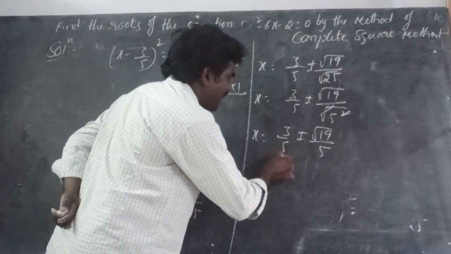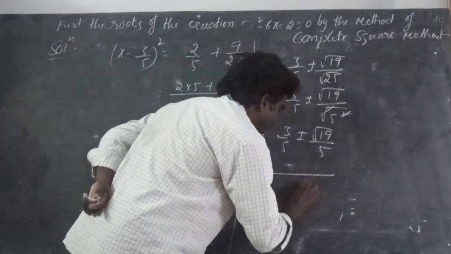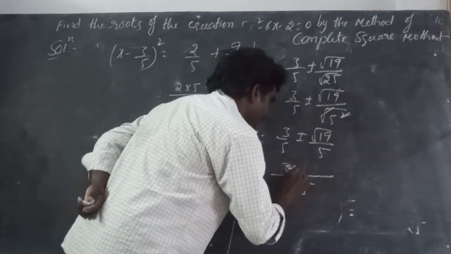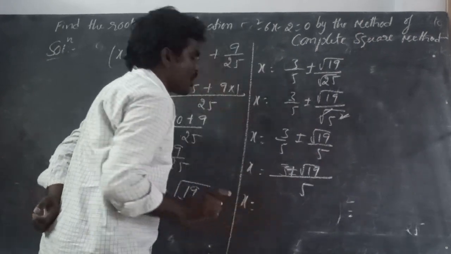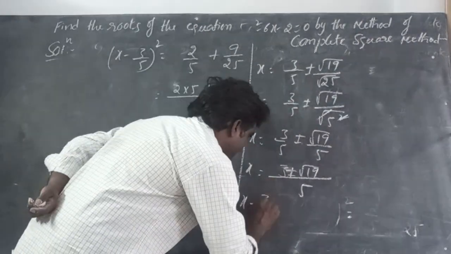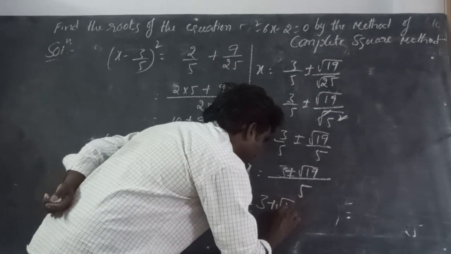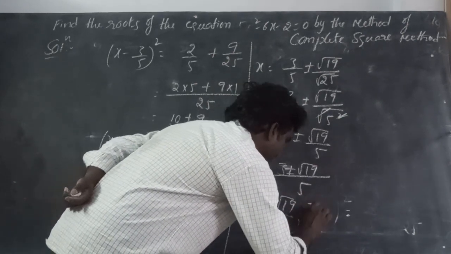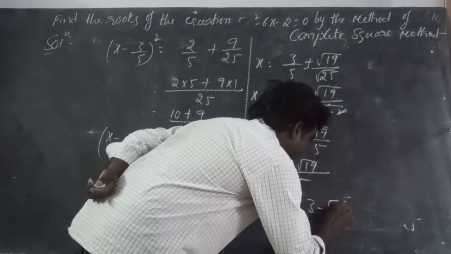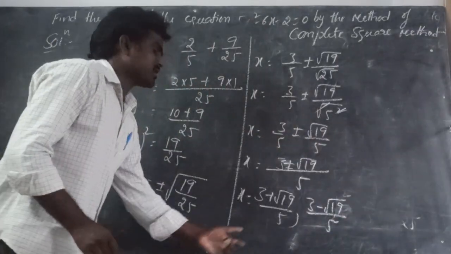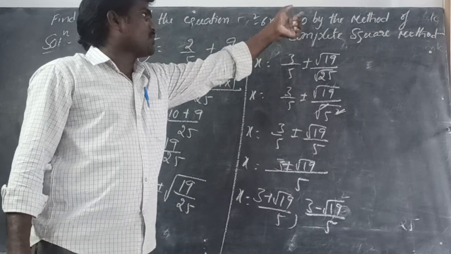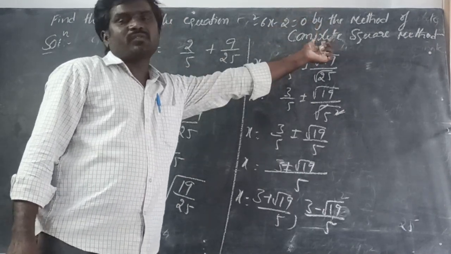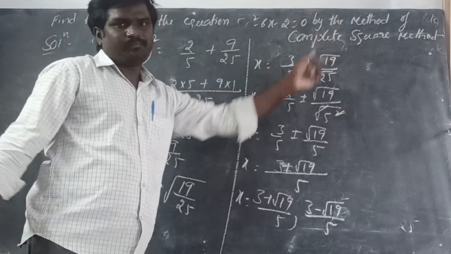So for these two, what is the common denominator? 5. So 3 plus or minus root 19 by 5. So x has how many values? 2. What are they? 3 plus root 19 by 5, and next 3 minus root 19 by 5. These are the roots of the given quadratic equation 5x square minus 6x minus 2 is equal to 0 by the complete square method.